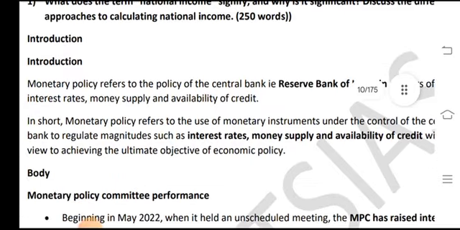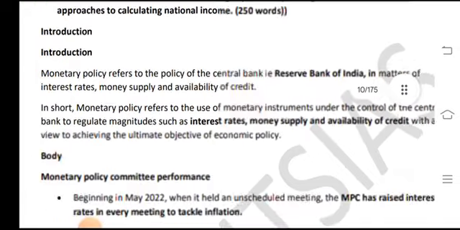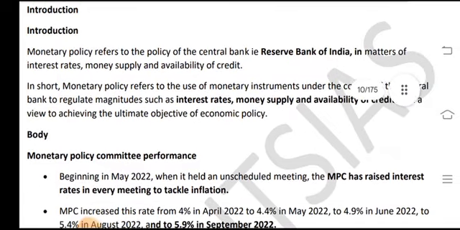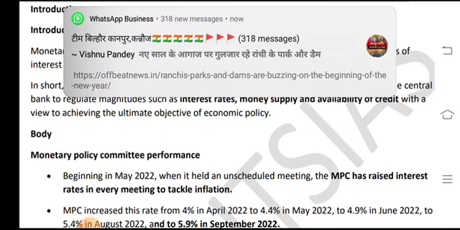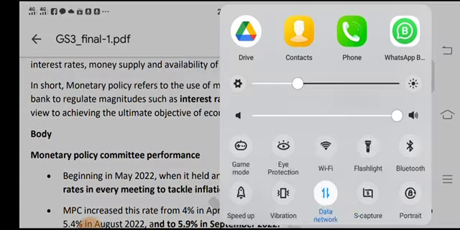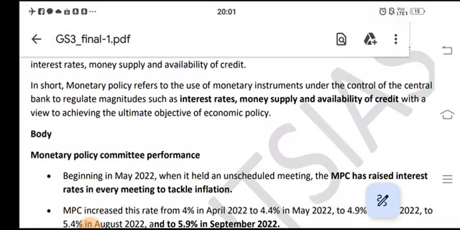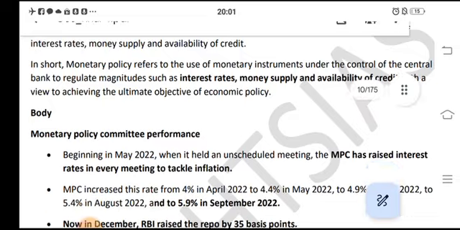Introduction. Monetary policy refers to the policy of the central bank, the Reserve Bank of India, in matters of interest rate, money supply, and the availability of credit. In short, monetary policy refers to the use of monetary instruments under the control of the central bank to regulate magnitudes such as interest rate, money supply and the availability of credit, with a view to achieving the ultimate objective of economic policy.